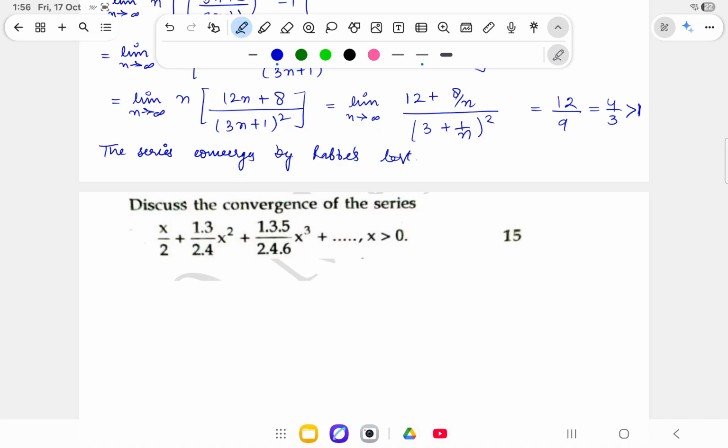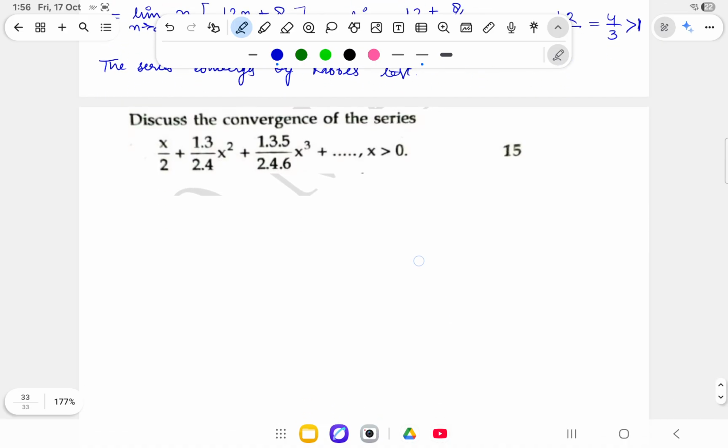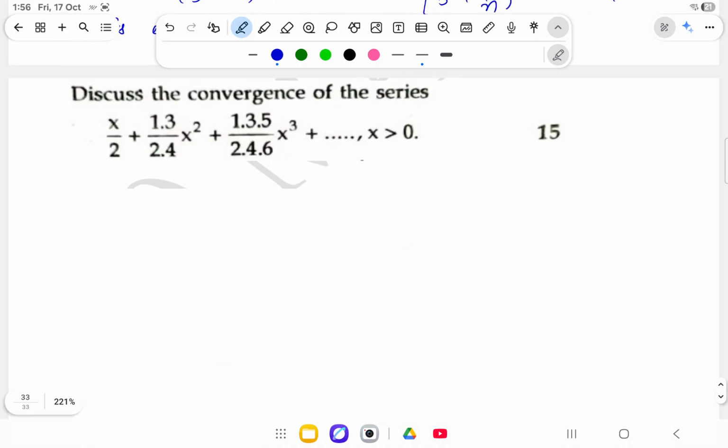So the next question says: discuss the convergence of the given series. So the series that is given to us is this. Now let's first write its general term in order to apply any test. So the series is, let's name it as summation un.